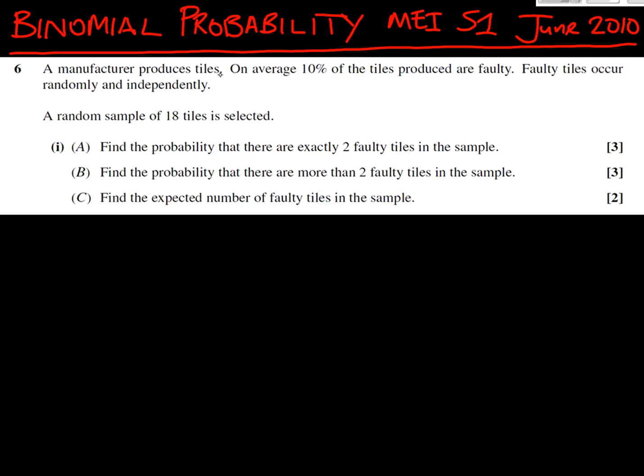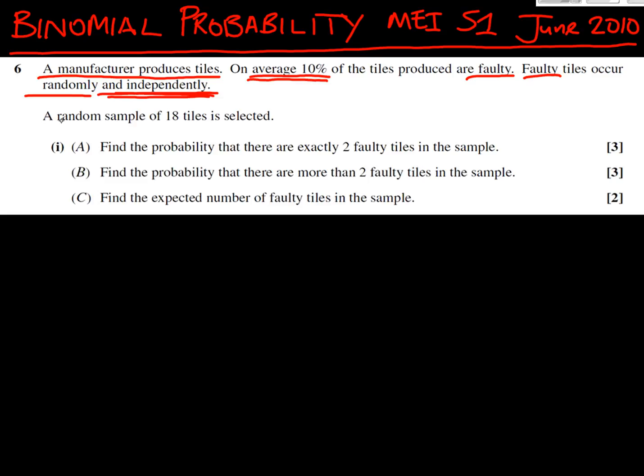A manufacturer produces tiles. Okay, that's just context. On average, 10% of the tiles are faulty. Faulty tiles occur randomly and independently. So that's enough to tell us that we're in a binomial. What's true of a binomial? Well, each of the events is independent and therefore random, and there's some average probability that runs through the whole thing. Yep, so now we know it's a binomial.